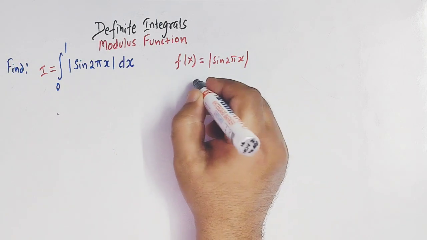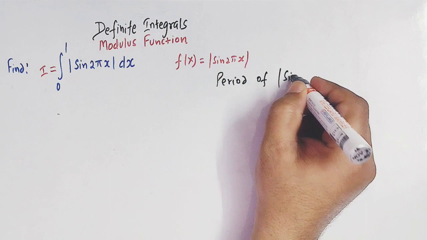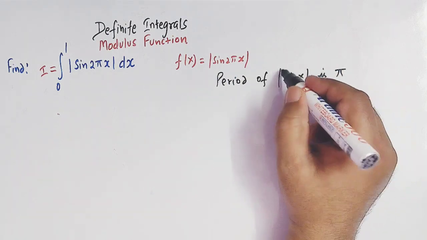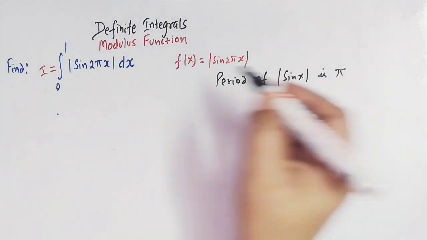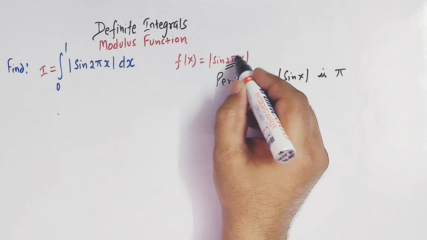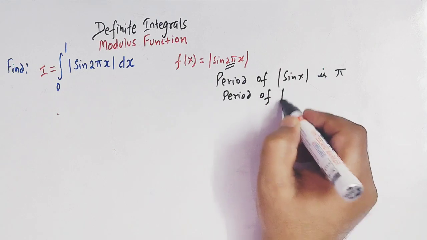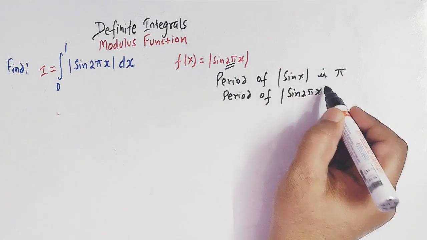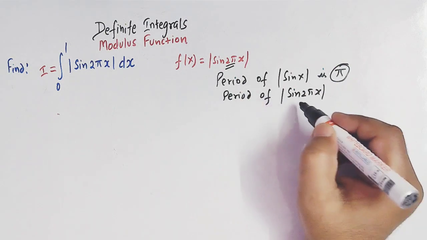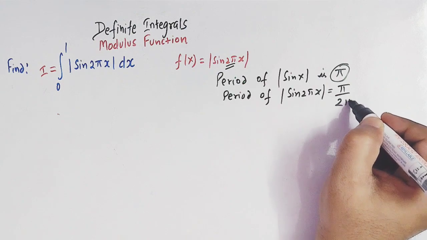Right now, see, we know that the period of mod of sine x is given by pi, right? So the period of mod sine x is pi, right? And here we have mod of sine 2 pi x, right? So here we have a factor of 2 pi, right? So the period of mod sine 2 pi x can be obtained by dividing this pi by 2 pi, right? So the period of mod sine 2 pi x is given by pi divided by 2 pi, right?